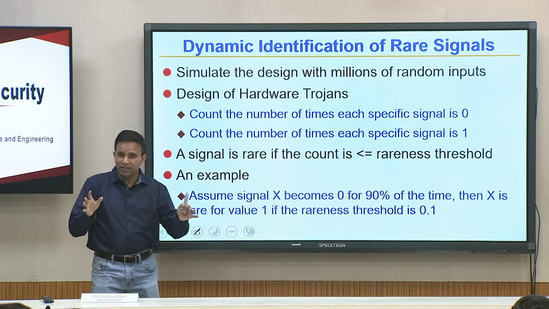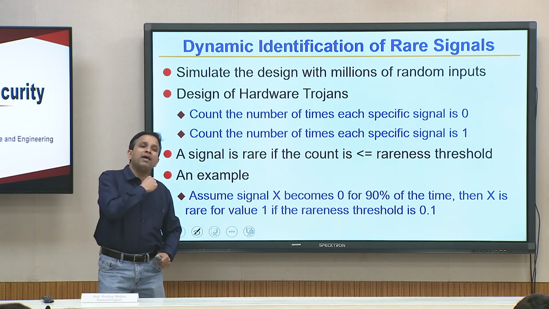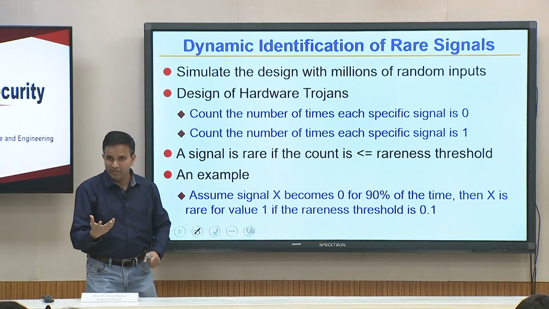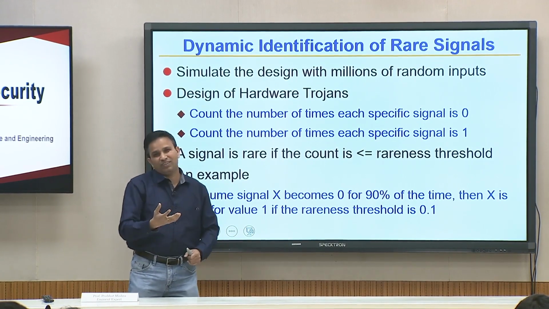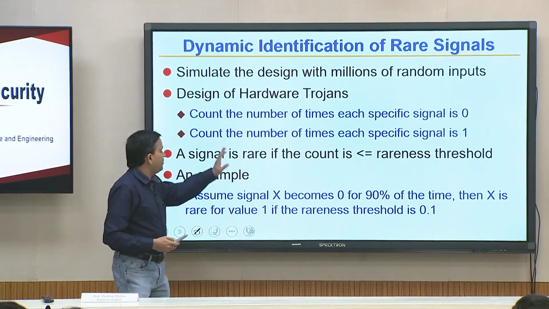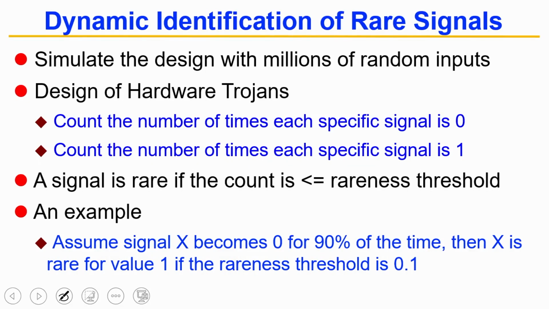You take the design, simulate it, and apply random inputs, millions of them; the more you give, the more accurate it is. If you run 5 or 10, that is not so accurate. If you run millions of test cases, then for every signal you count how many times it is 0 and how many times it becomes 1, and once you have that, you compute the percentage.